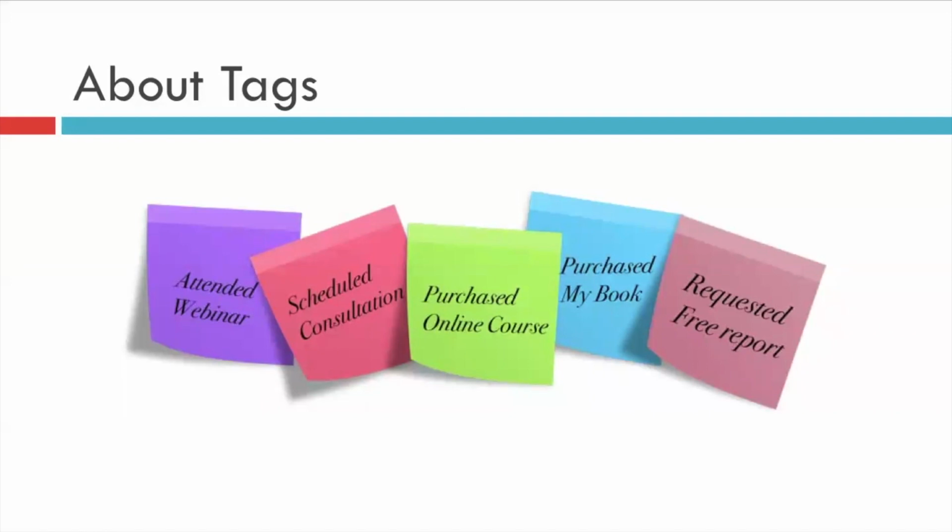Tags are like sticky notes. If you have a CRM system like ActiveCampaign, the contact in the system can have different tags. They can have as many tags as you want, and you can either assign a tag or remove a tag. That's it.